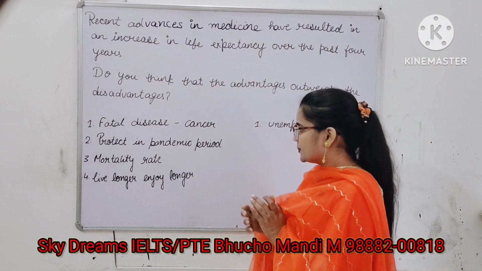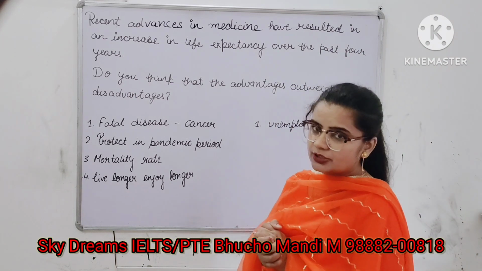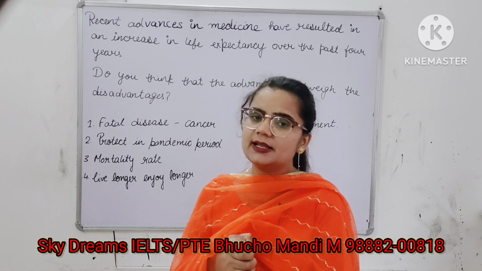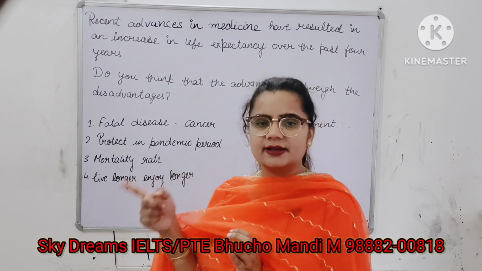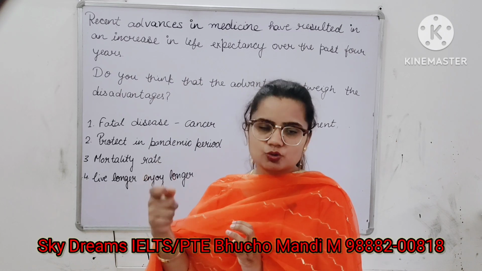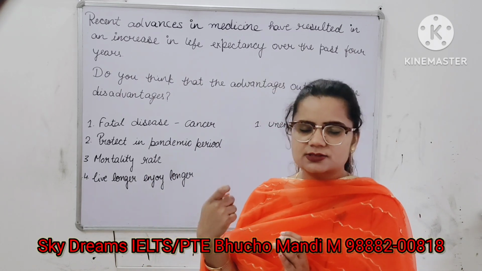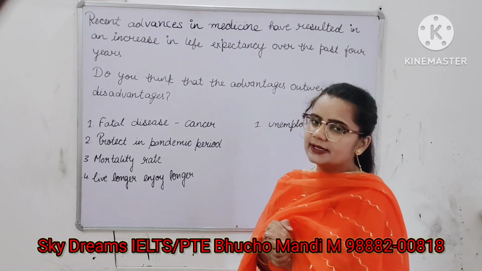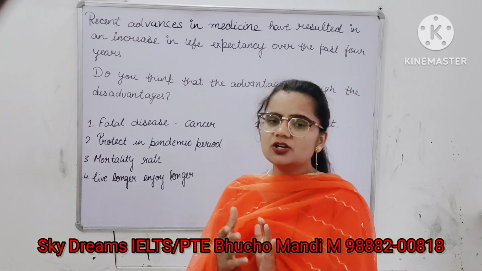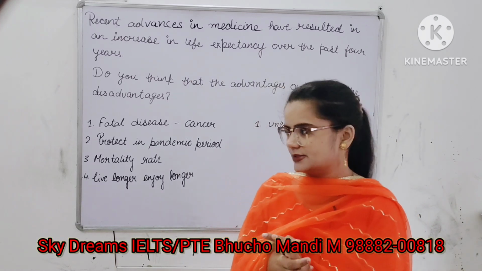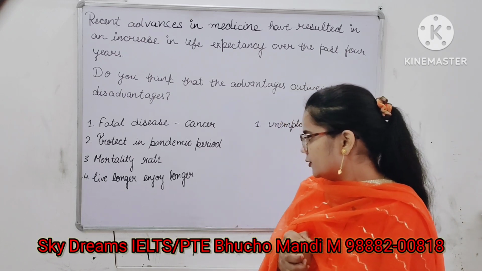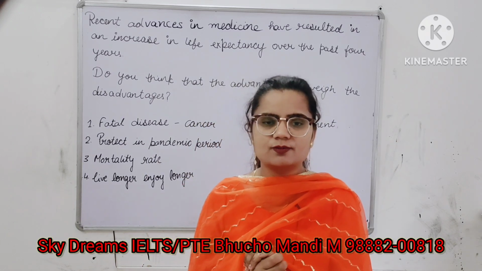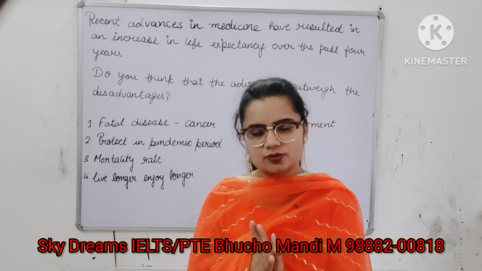Next one is protection in the pandemic period, as noticed in COVID-19, because due to the advancement of medicines, people were able to fight the coronavirus because of the progress of medicine. Third point is mortality rate. Mortality rate is decreased. In this way, the fear of people towards death also decreased. Last point is live longer, enjoy longer. When life expectancy has increased, people can enjoy more years of their life.